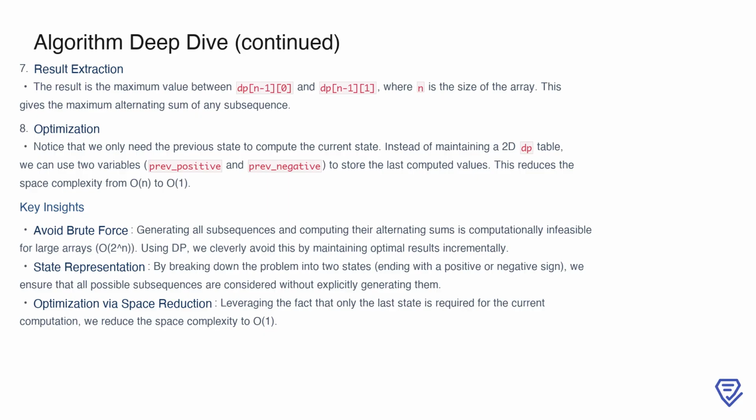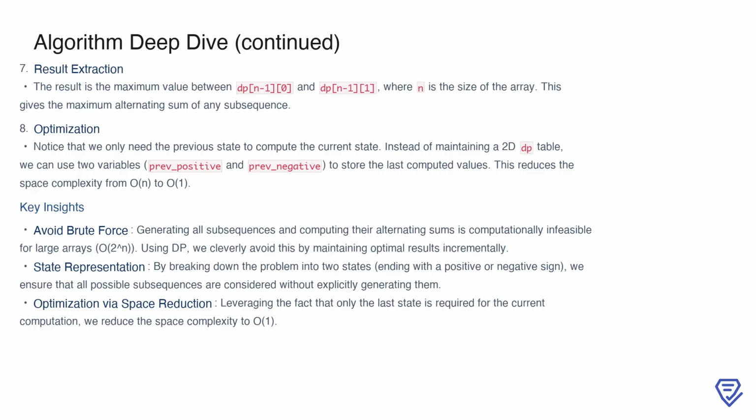To optimize the space complexity, we can observe that at any given point, we only need the previous state to compute the current state. This means we do not need to maintain the entire 2D dp table. Instead, we can use two variables, prev_positive and prev_negative, to store the last computed values. This reduces the space complexity from O(n) to O(1), while still preserving the correctness of the solution.